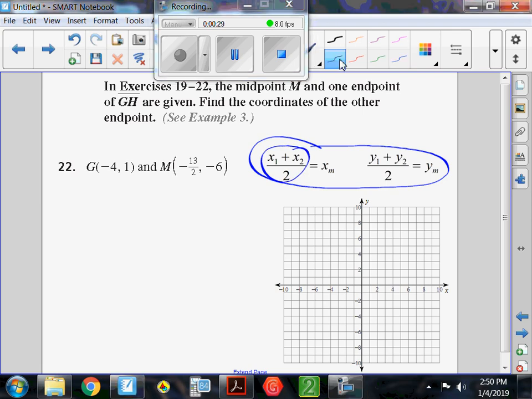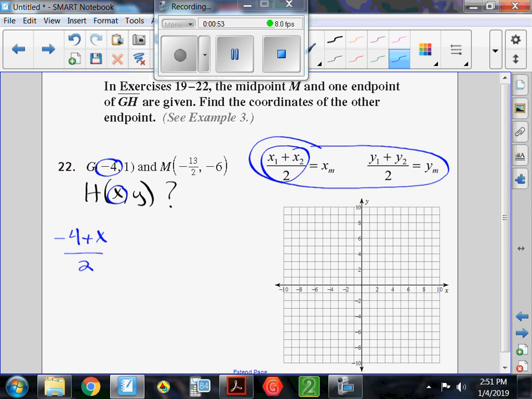So let me write down a point that I don't have. I have g, and then we're also finding h. And the coordinates for h, I don't know, so I'm going to say x comma y. So g is -4, 1, and h is x comma y. So if I take the x's and add them together, -4 plus x, and divide by 2, that would give me the x coordinate for the midpoint.